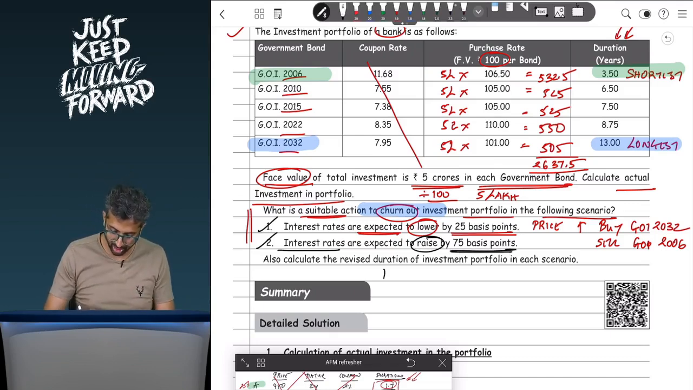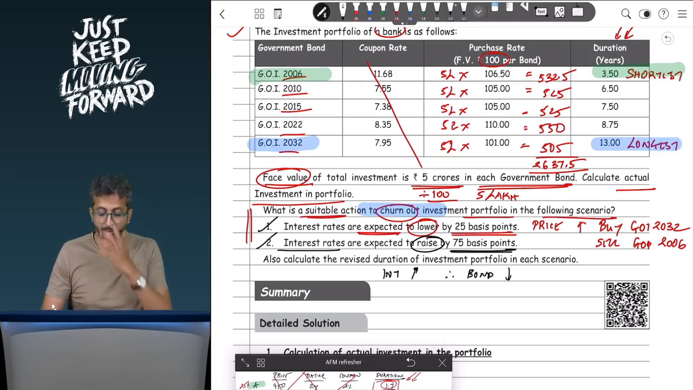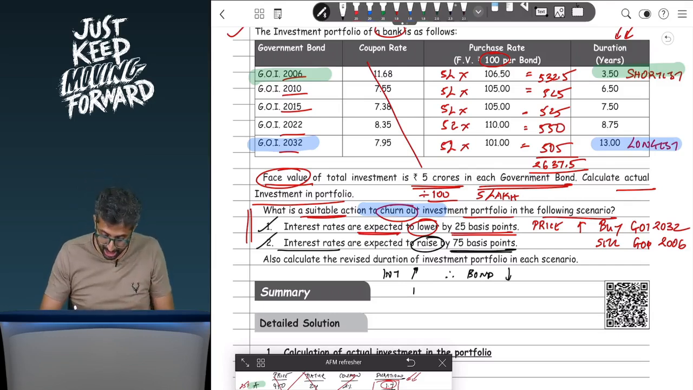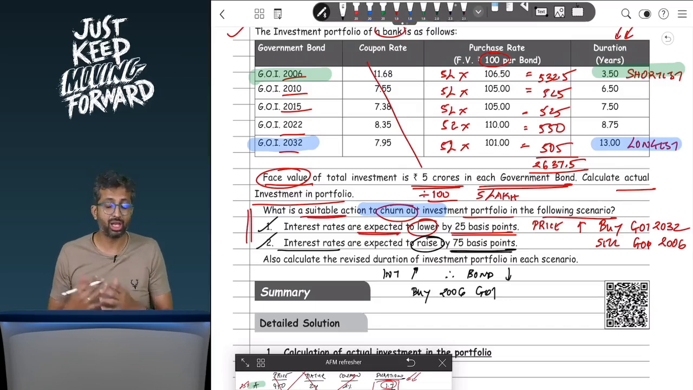If interest rates are rising by 75 basis points, therefore bond price will happen what? Bond price will fall. If it is falling, I will try to buy those bonds which fall the least, and hence I will buy which bonds? Answer quickly. 2006 GUI bonds. But if I have to buy 2006 GUI bonds, where will I get the money? Well, I will exit those bonds which are going to fall the most. So I will sell the 2032 bonds.